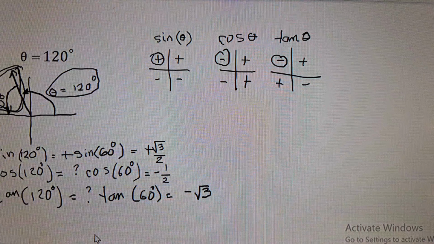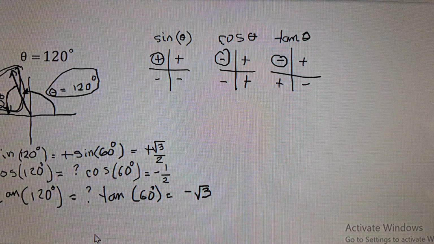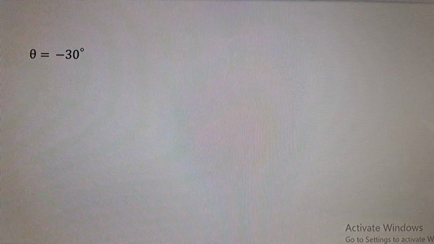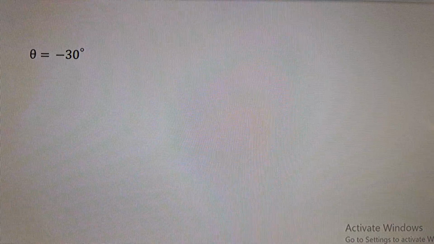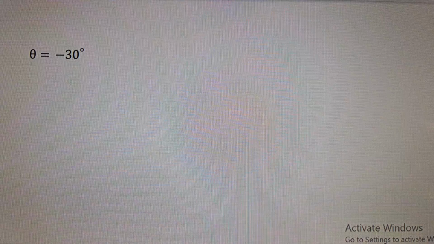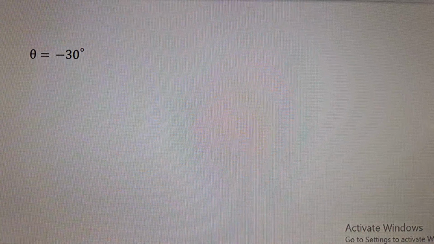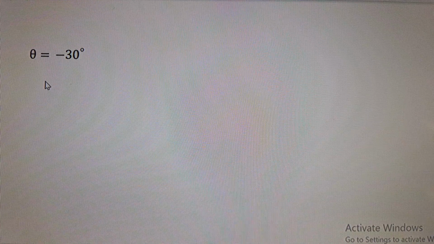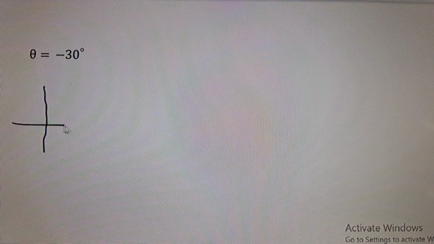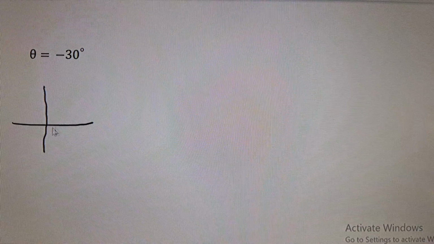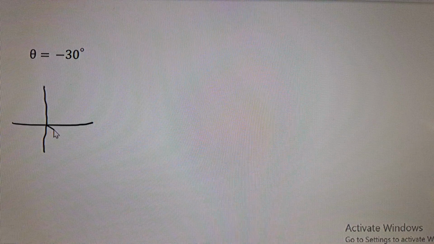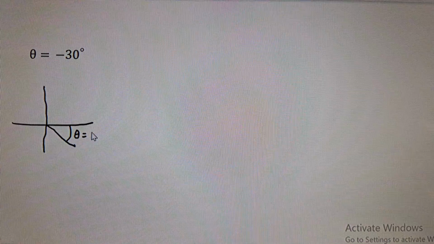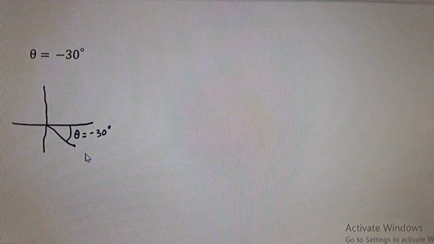Let's take a look at another example. Let's take a look at the tangent, the sine, and the cosine of minus 30. Once again, what do we have? In the quadrants, minus 30 will be this angle right here, right? So theta is going to be equal to minus 30 degrees.